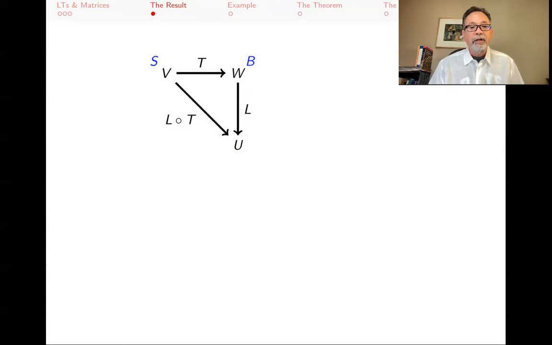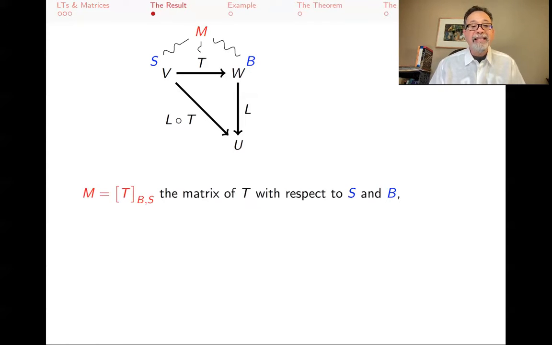Okay, now we need to set bases. So you pick a basis for V, S, a basis for W, B, and we're assuming these are finite dimensional vector spaces. And when you have a linear transformation from a finite dimensional vector space to another, and you have fixed bases, as we just discussed, then you have a matrix for that. And let's call that matrix M. So M is the matrix of T with respect to S and B, just the matrix that we talked about on the previous slide.